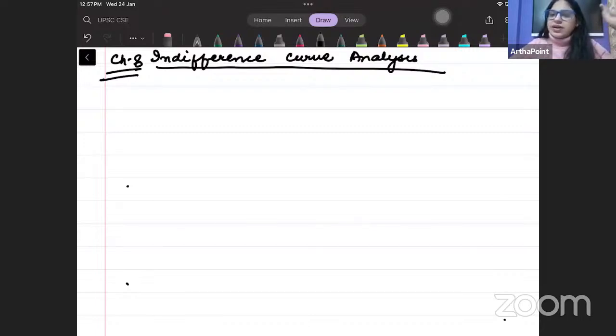How can I say that bundle A is preferred over B or B is preferred over A? How can we go ahead and say that? That is what I want to discuss today.